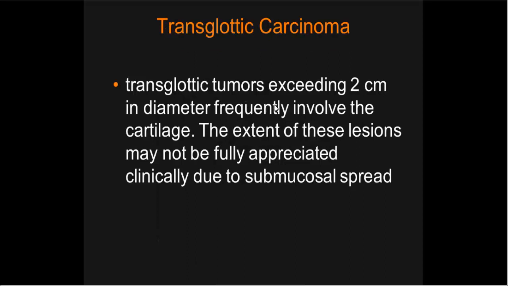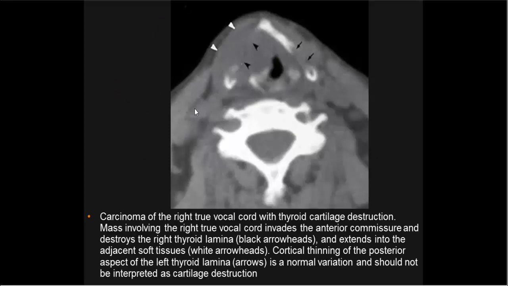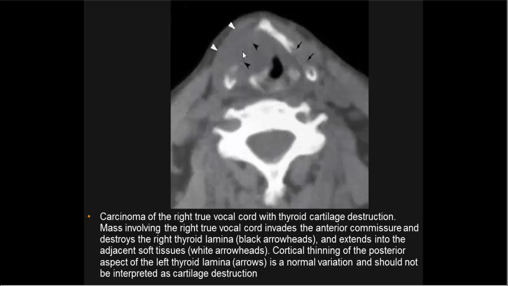Tumors exceeding 2 cm in diameter frequently involve cartilage. The extent of this lesion may not be fully appreciated clinically due to submucosal spread. Anterior commissure is normally not more than 1 mm. Again, this is carcinoma of the true vocal cord. As we see, right true vocal cord and thyroid cartilage destruction.